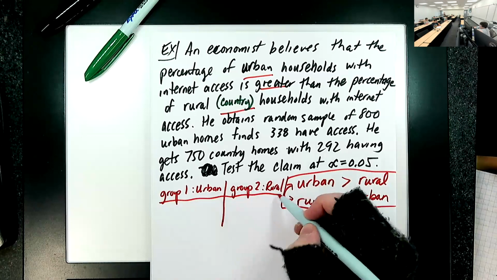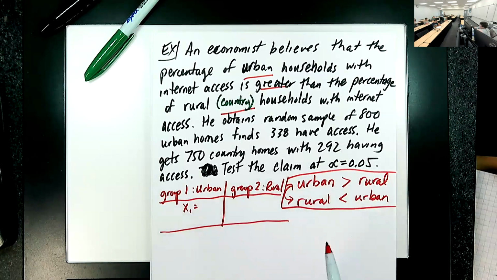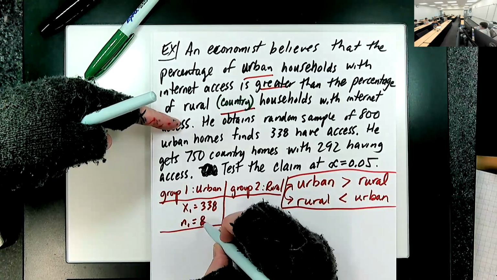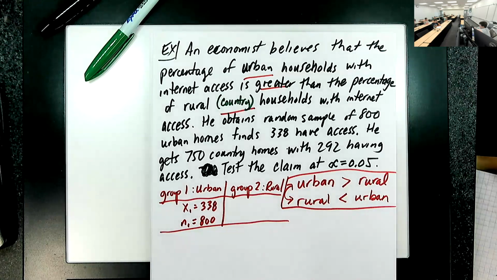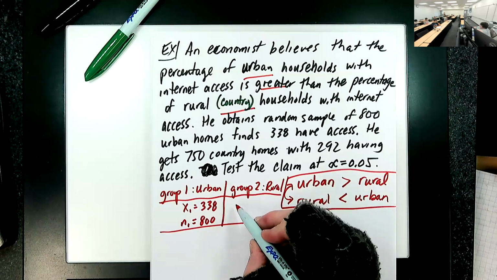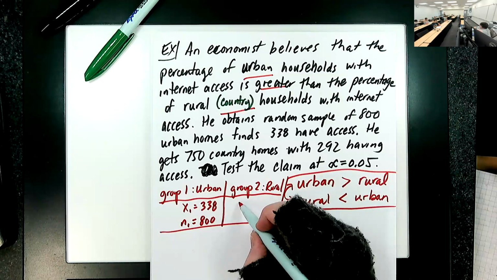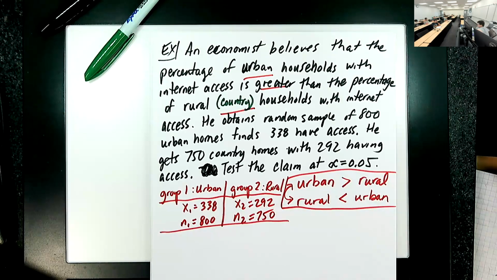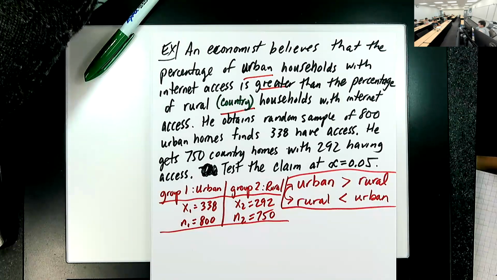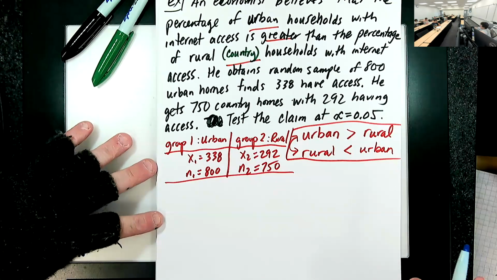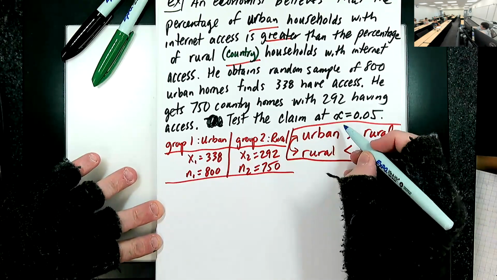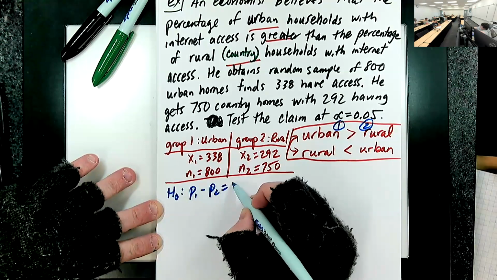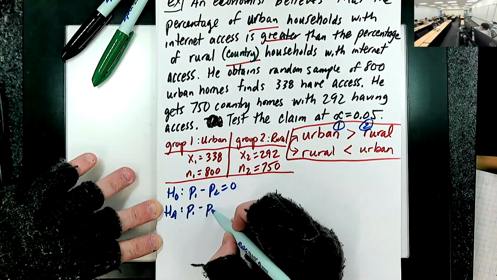Which means my X1, the urban one, is 338 out of 800. X2 will be the country ones. That's 292 out of 750. By doing them this way, I have picked urban as my 1, this as my 2. H naught is P1 minus P2 equals 0. And HA is P1 minus P2 is greater than 0.